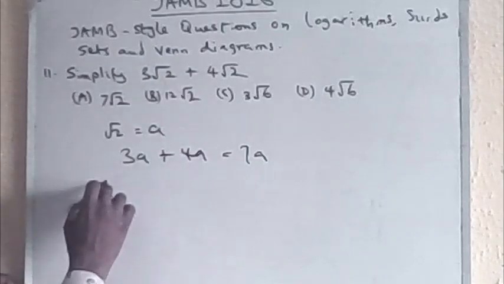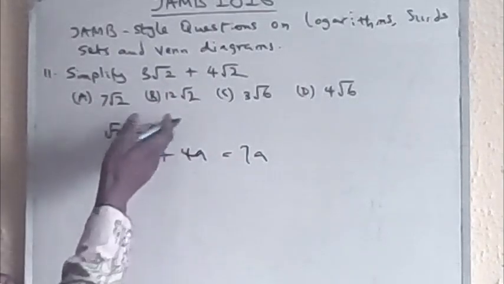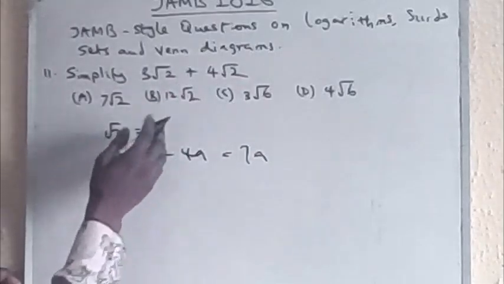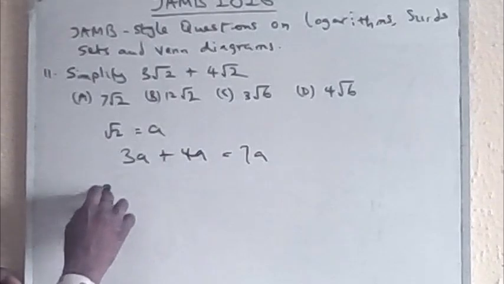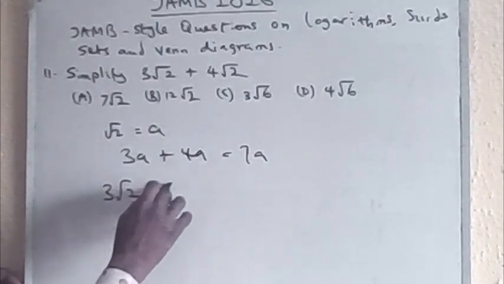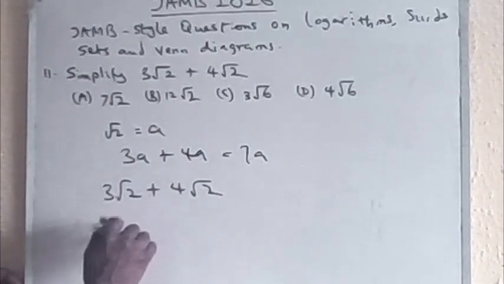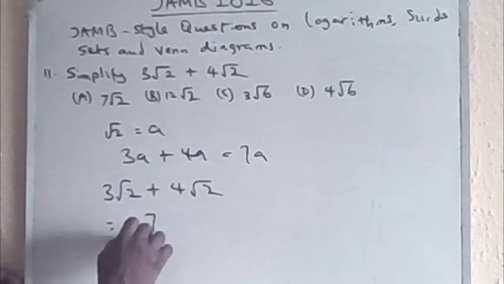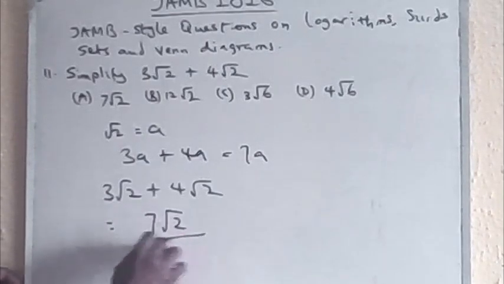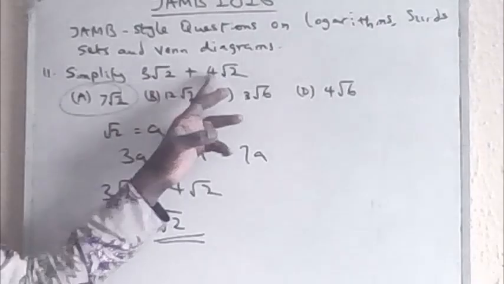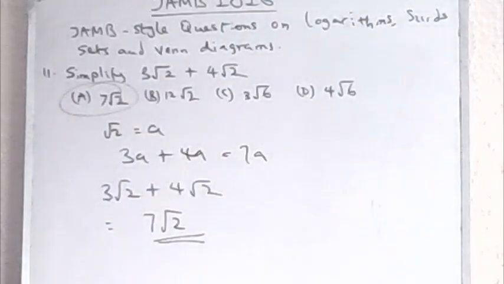So in the same vein, I'm taking this root 2 as an algebra term, something that I can hold together. So I have 3 root 2 plus 4 root 2, which is the same thing as adding this and this. 3 plus 4 is 7, then retaining the root 2. So the answer is A. This is very simple. Just know your background should be the knowledge of algebra. Okay?